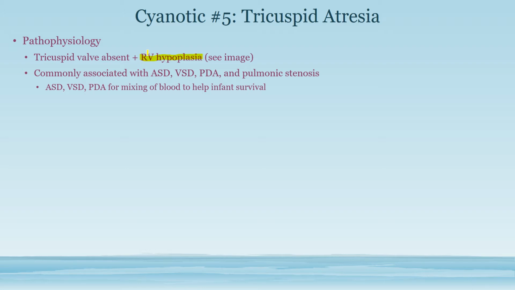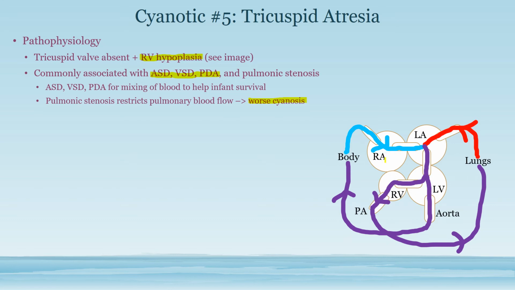Because the right ventricle is so damaged and the tricuspid valve cannot open and the right atrium cannot pump blood to the right ventricle, the only place for the blood to go is to the left and then go back to the right to become oxygenated. So you need to have an associated abnormality such as an ASD, VSD, PDA to allow for mixing of blood to help the infant survive. Unfortunately, though, some patients may have a pulmonic stenosis, and that will restrict pulmonary blood flow even further, and the cyanosis will be worse.